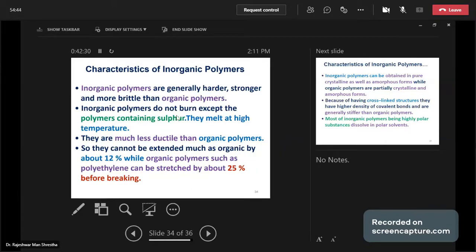Inorganic polymers don't burn, except polymers containing sulfur. They melt at high temperature, not burn, but only melt. They are much less ductile than organic polymers.